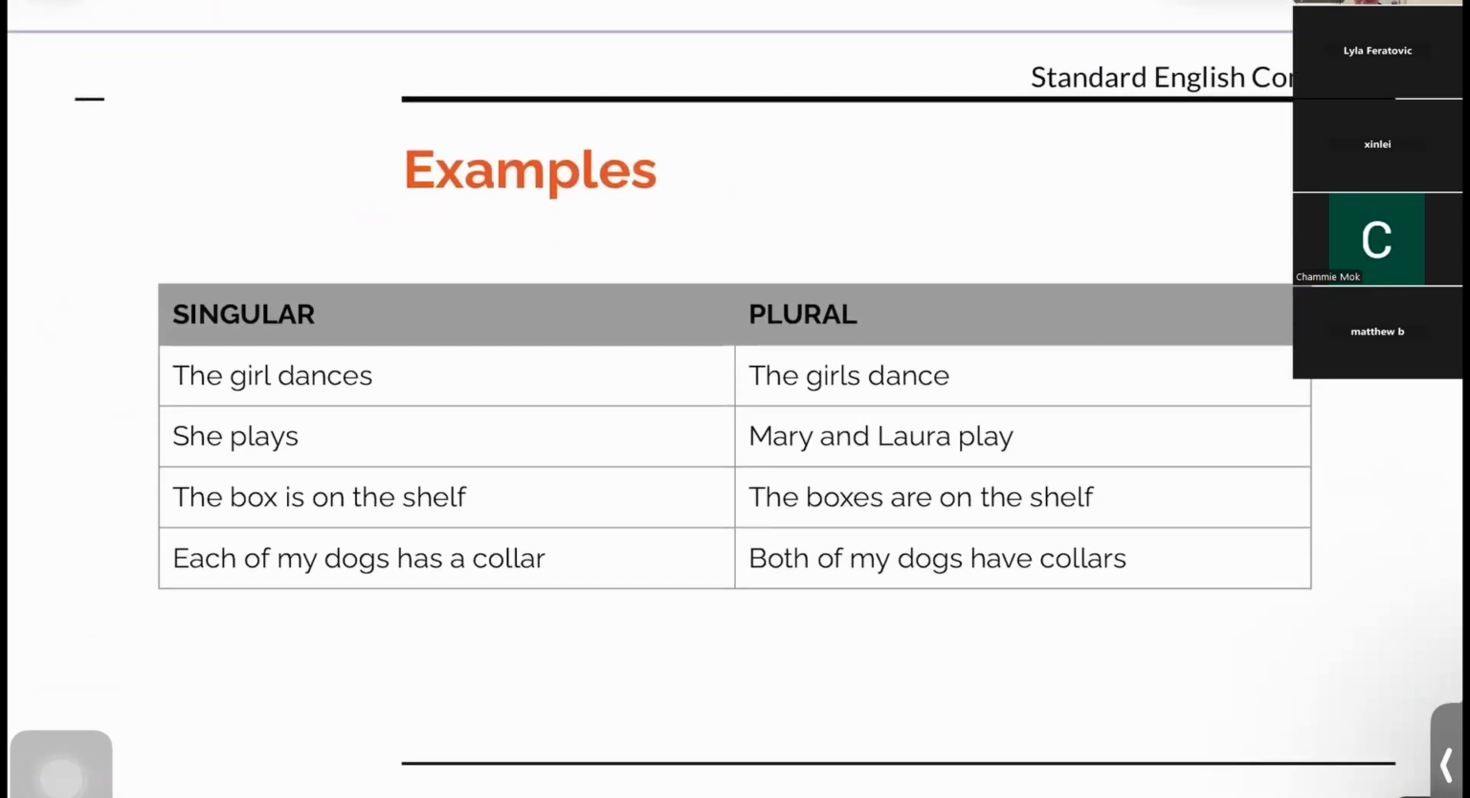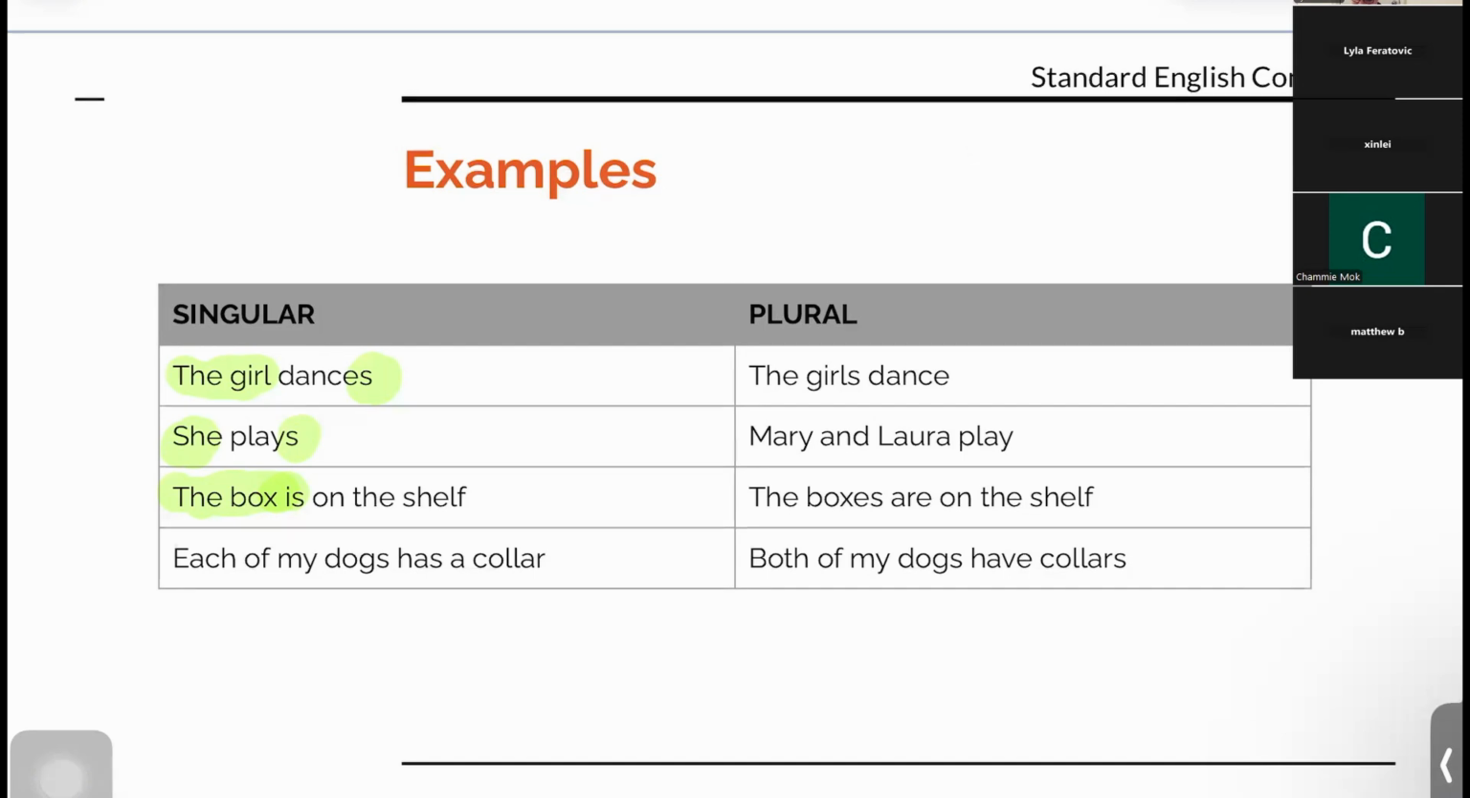Just real quick, in case it helps to reinforce, what is a singular predicate? What is a plural predicate? See, the girl, that's a singular subject, dances. You see that S at the end. Typically, that means you're going for a singular form of the verb. Same deal, she plays, right? The box is the singular form of the to be verbs. I'll leave this one at the bottom for a second.